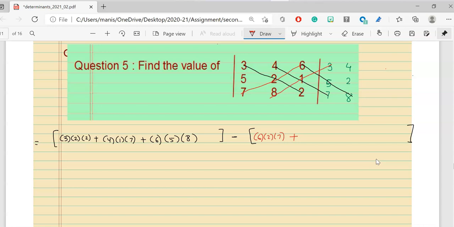3 times 1 times 8. So 3 times 1 times 8. And then I go with the plus sign. I'll go with 4, 5 and 2. So it is 4, 5 and 2, and I'm done with this problem.